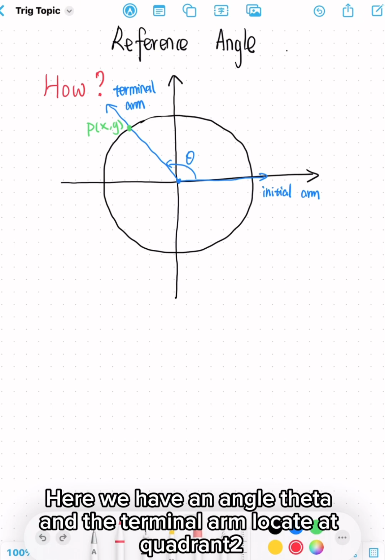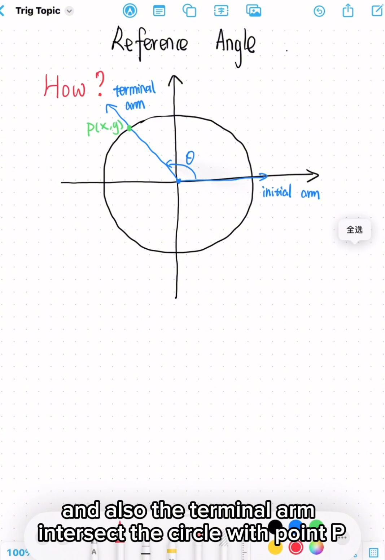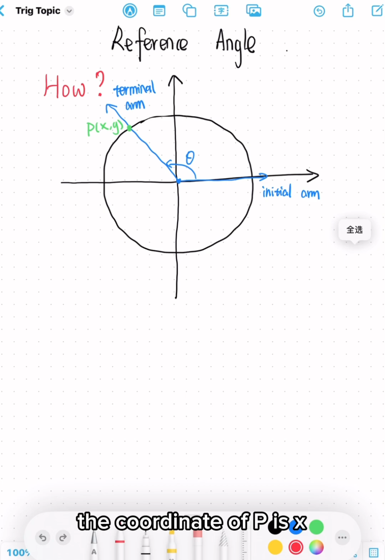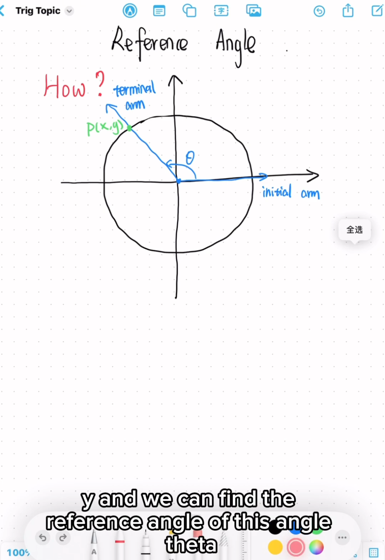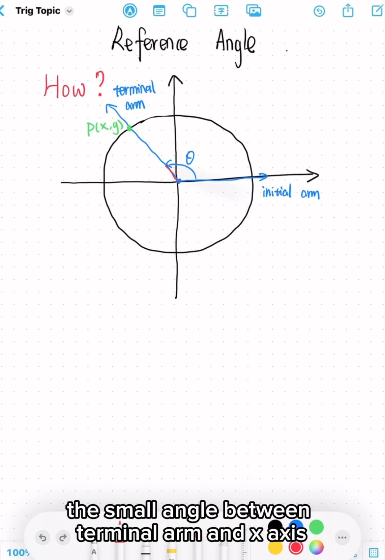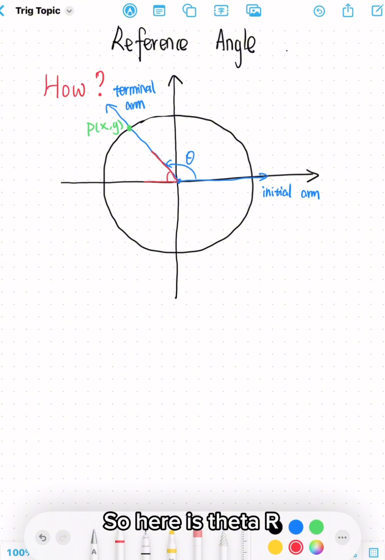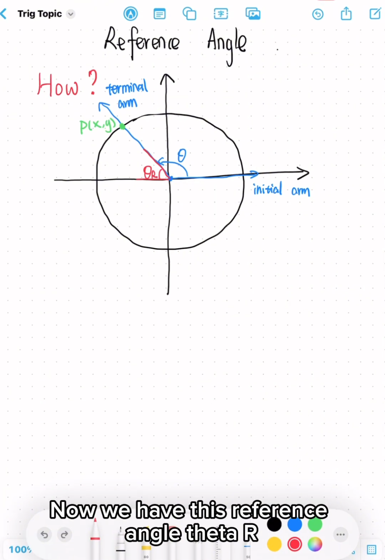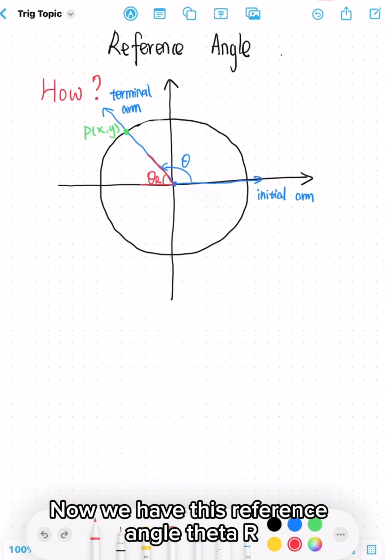Here we have an angle theta, and the terminal arm is located in quadrant 2. The terminal arm also intersects the circle at point P. The coordinate of P is (x, y), and we can find the reference angle of this angle theta. From the last video, we know the reference angle is the small angle between the terminal arm and the x-axis. So here is theta r. Now we have this reference angle theta r.